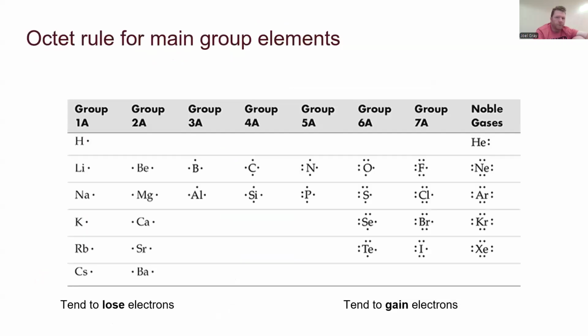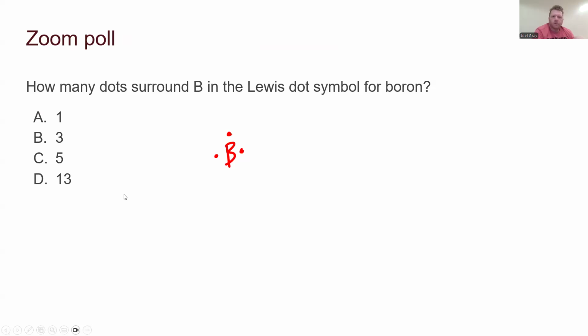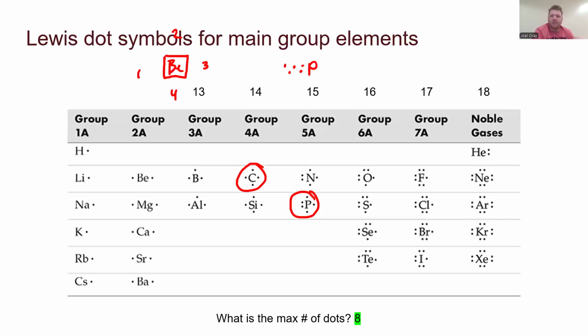So what was noted at the bottom of the previous slide was the octet rule, or what's the max number of dots? 8. If you look at your noble gases, which are group 18, farthest to the right of the periodic table, there's 2 electrons on each side. 4 sides, that gives us 8 electrons. So that rule tends to be true. You want to put no more than 8 electrons in a Lewis dot structure.